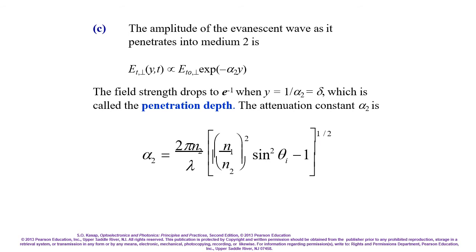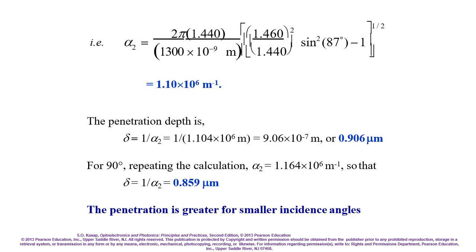The amplitude of the evanescent wave which penetrates in medium 2 decays with penetration depth delta equals 1 by alpha 2, where alpha 2 equals 2 pi by lambda times the square root of ((n1 by n2) whole squared sine squared theta I minus 1), which becomes 1.10 times 10 to the power 6 per meter. So the penetration depth is 0.906 micrometer, and for 90 degrees the penetration depth is 0.895 micrometer. So the penetration is greater for a smaller incident angle.